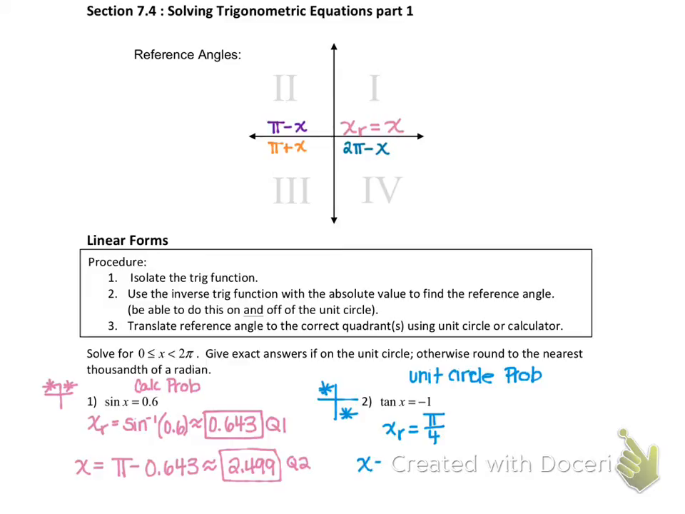Our first one is going to be in quadrant 2, so we do pi minus pi over 4. That gives us 3 pi over 4. And then our other one is in quadrant 4, so we have 2 pi minus pi over 4. And this gives us 7 pi over 4.